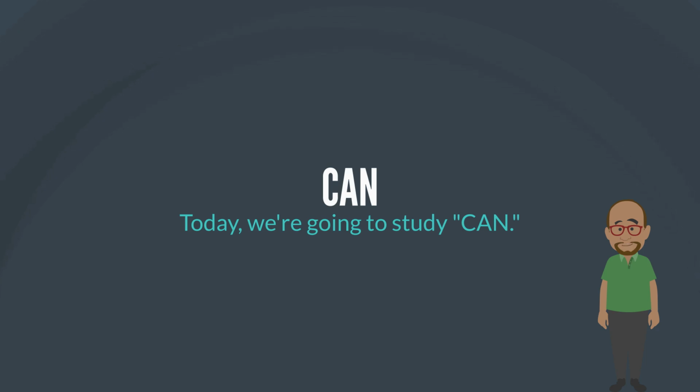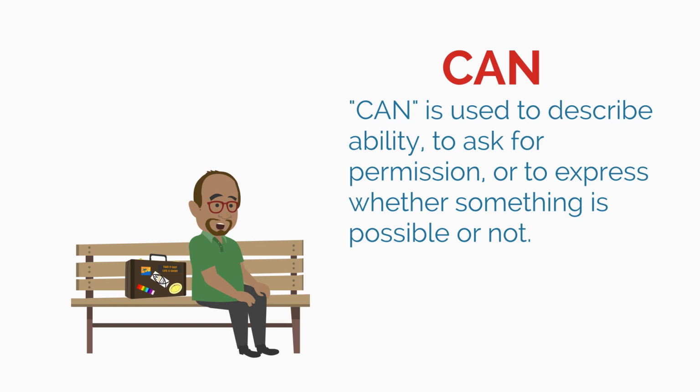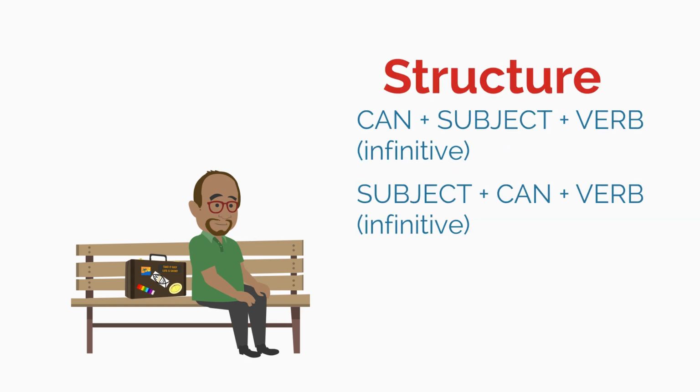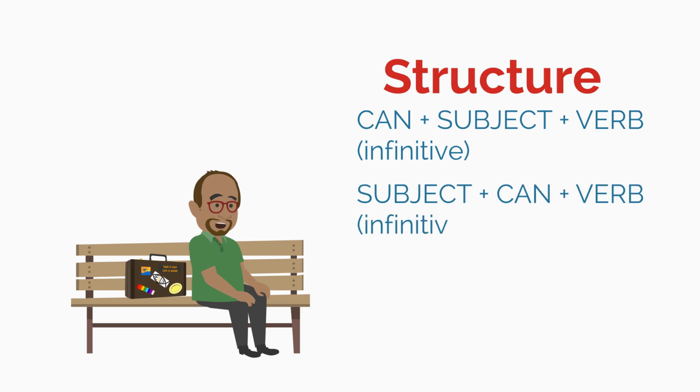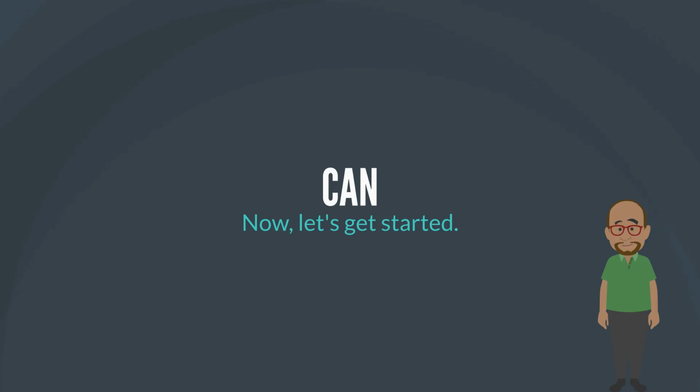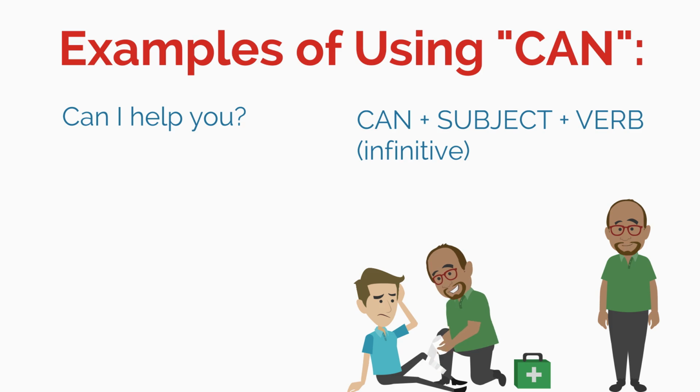Today, we're going to study can. Can is used to describe ability, to ask for permission, or to express whether something is possible or not. The structure is can plus subject plus verb, infinitive. Subject plus can plus verb, infinitive. Now, let's get started. Can I help you?